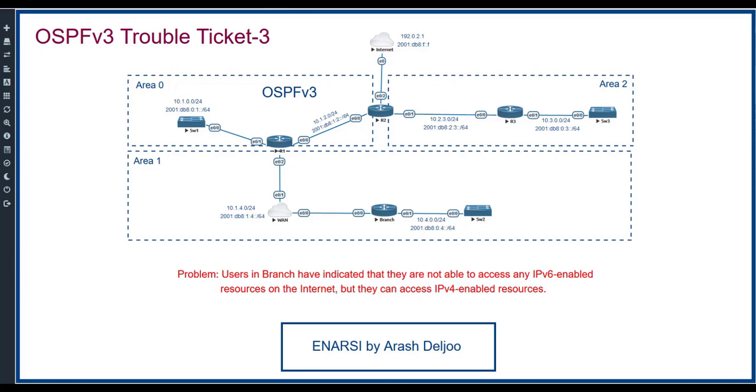Users in the branch have indicated that they are not able to access any IPv6 enabled resources on the internet, but they can access IPv4 enabled resources. What does it mean? It means that from this branch we don't have connectivity to the internet for IPv6, but we have connectivity to the internet for IPv4. This means that, for example, from this branch we have connectivity to 192.0.2.1, but we don't have connectivity to 2001:db8::f. Let me show you first.